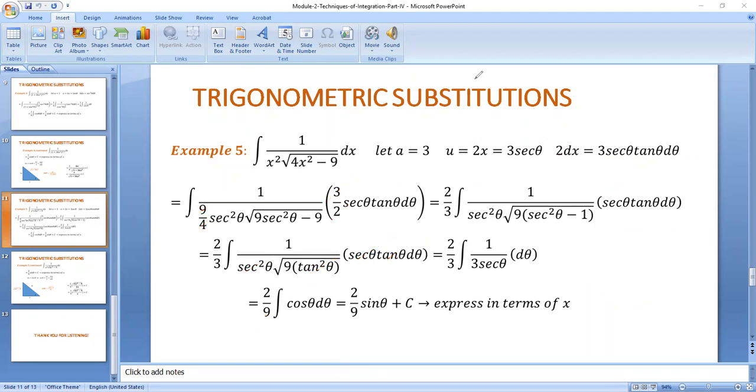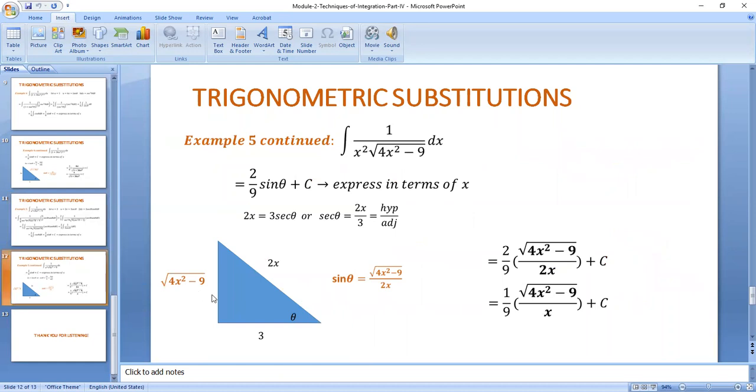So this is our triangle. In my markings. And this is it. 2x over 3. Hypotenuse over the adjacent is your secant. And this is your opposite side of the angle. So for the sine, you have the square root of 4x squared minus 9 over 2x. So you will have a 2 over 9 and of course this sine. The 2's of course will cancel each other here, giving you a 1 over 9 square root of 4x squared minus 9 over x. Yes.